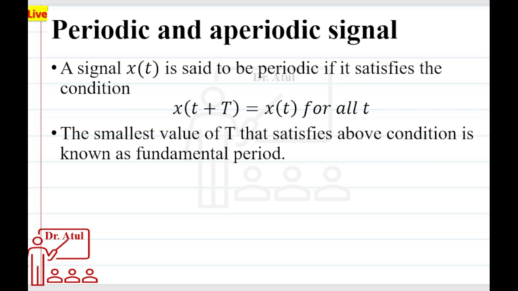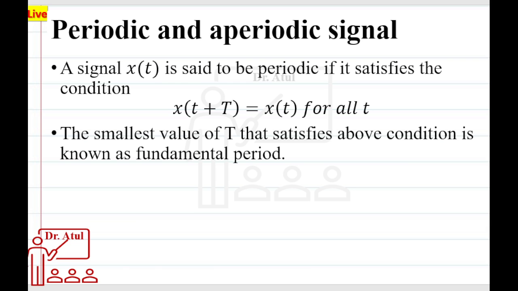Almost all things, the movement of the sun, moon, and earth, are periodic signals. There are a lot of signals available in our society that are all periodic in nature. See how to check whether a signal is periodic or not.